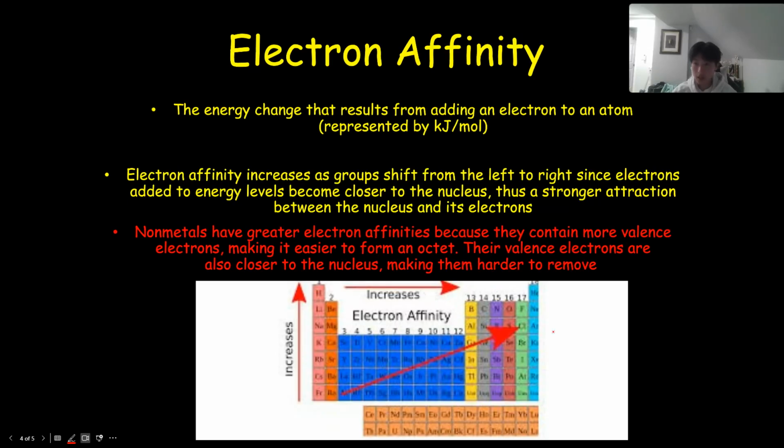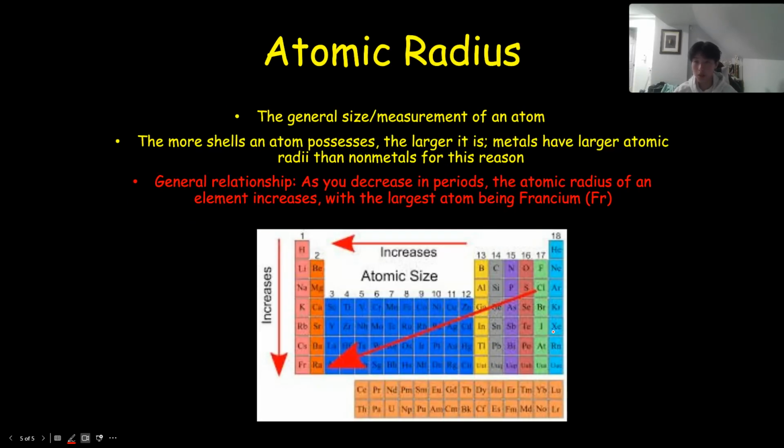And then finally, the last key periodic trend you should know is your atomic radii. So the atomic radius is just the general size or measurement of an atom. So basically, the more shells that an atom possesses, the larger it is. In other words, if you have more electrons within an atom, then you will have more electron shells, making your atomic radius bigger. And now this is the only trend that differs from all of the other three.